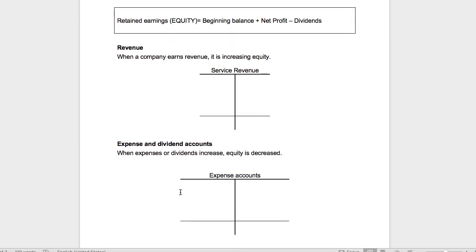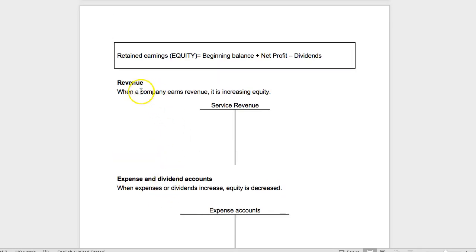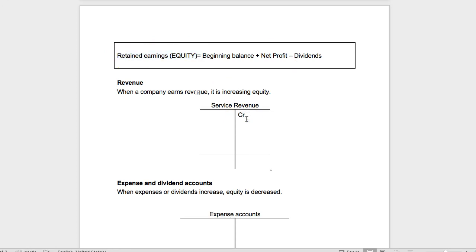Now, we need to look at three specific examples, which are revenues, expenses, and dividends. So revenues are what the business earns from selling their products or providing services. And when you earn revenue, this is going to increase the net profit in the business, which will increase equity. So revenue is increased on the credit side.